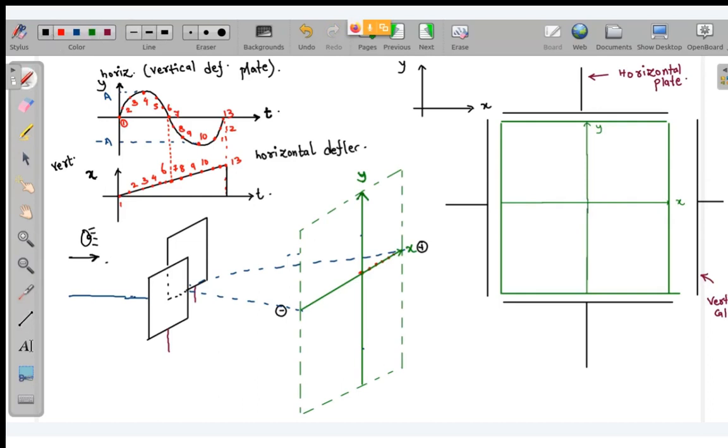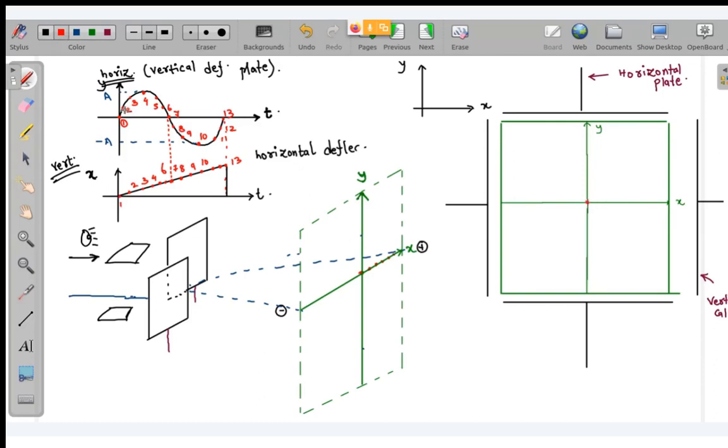So the horizontal plate was like this. Now I am not drawing that much. You have understood. So now see, basically this signal is given to the horizontal plate and this signal is given to the vertical plate. Now what will happen? See, the electron corresponding to both the point 1 will strike at this point.